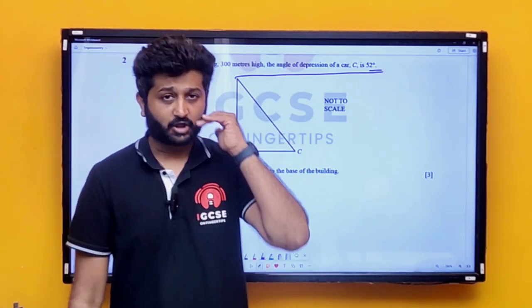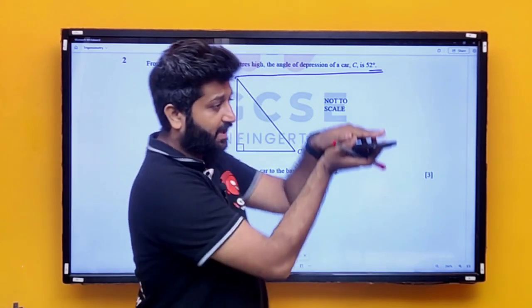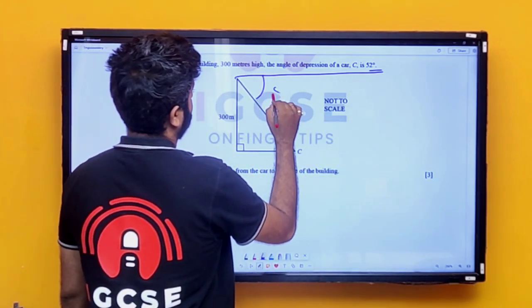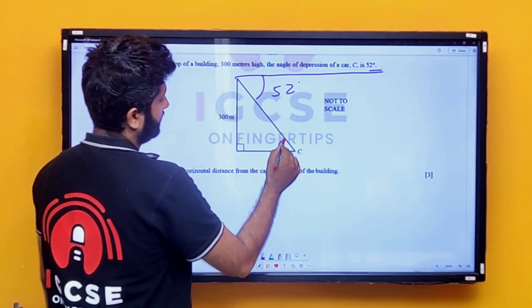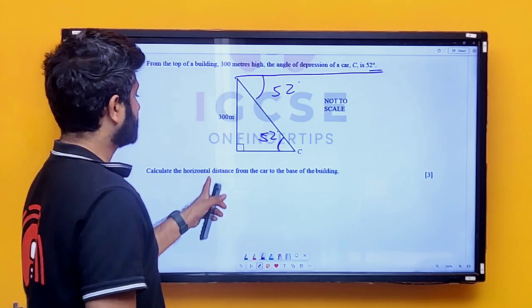An angle of depression is similar to that. Let's say you are at the top of the building and you are looking down at some object, like this. So again, it forms an angle. This is known as angle of depression. This is 52 degree. It forms a Z, so again, this is also going to be 52 degree.